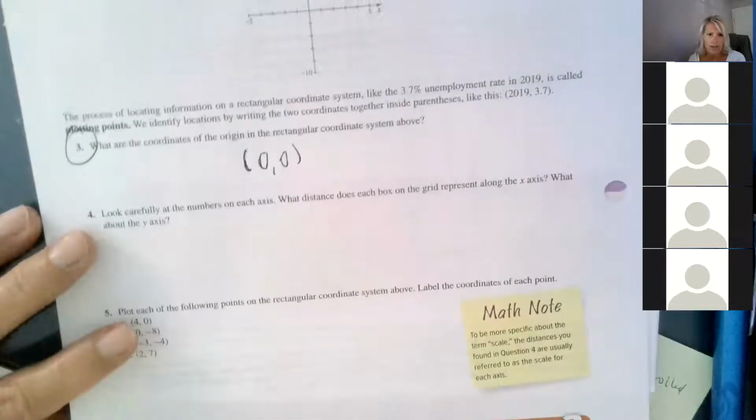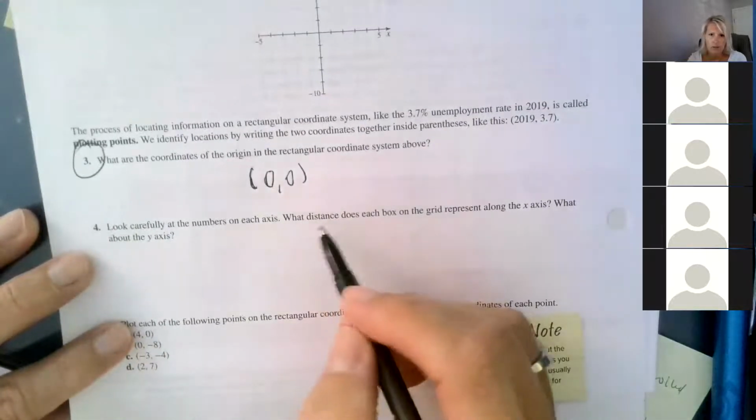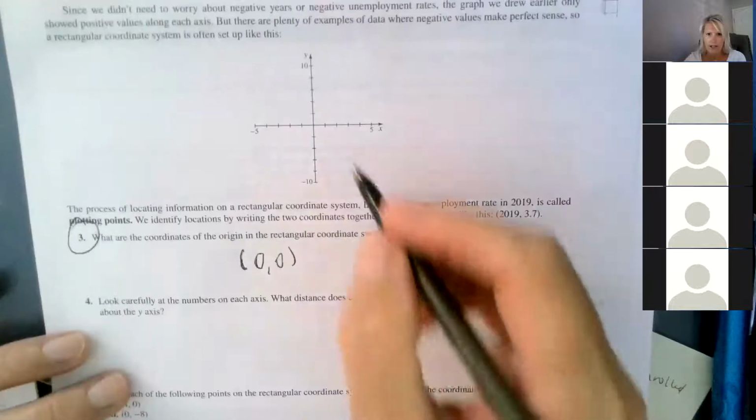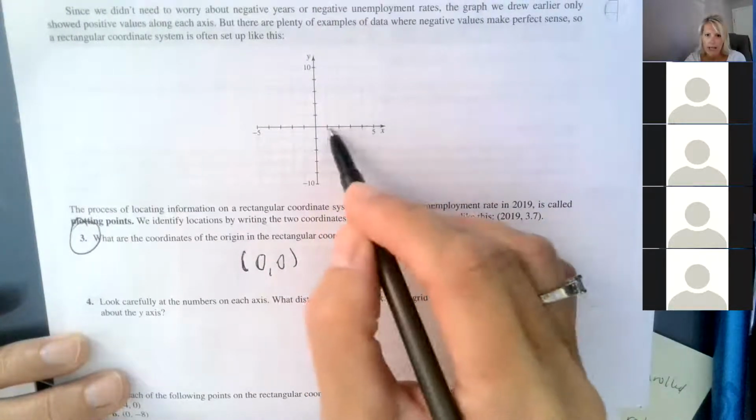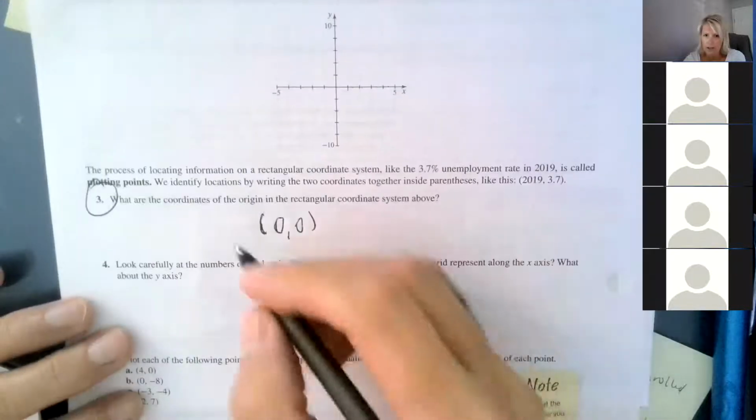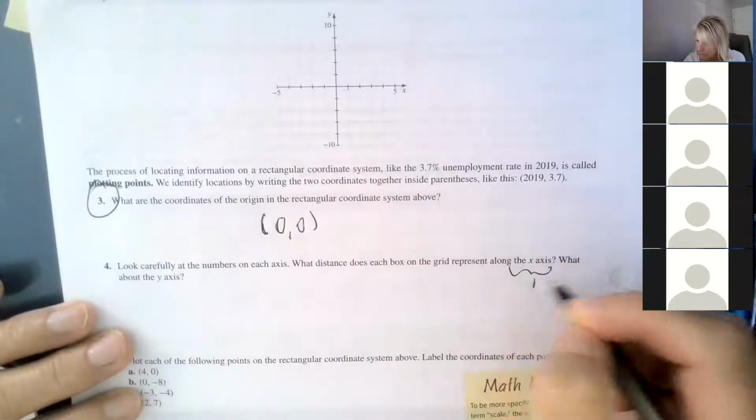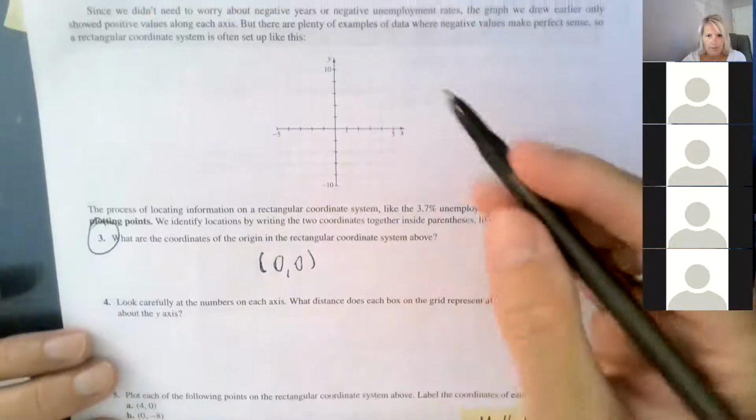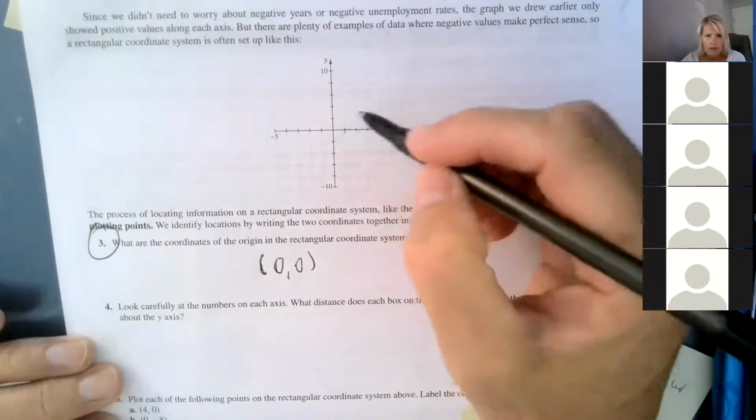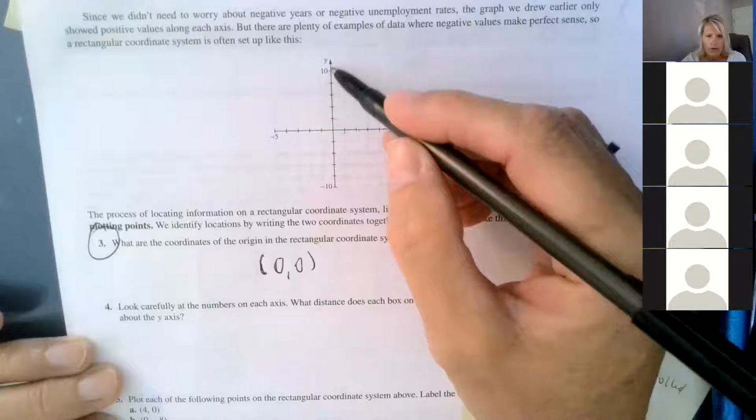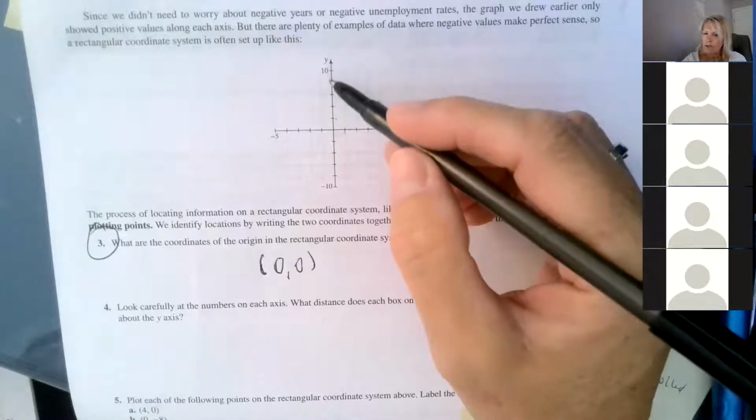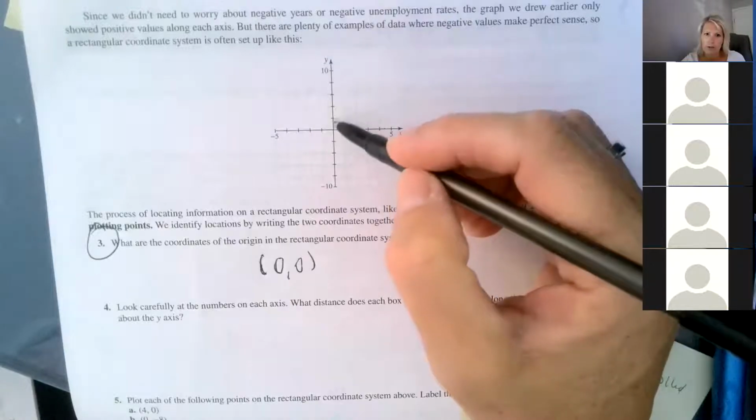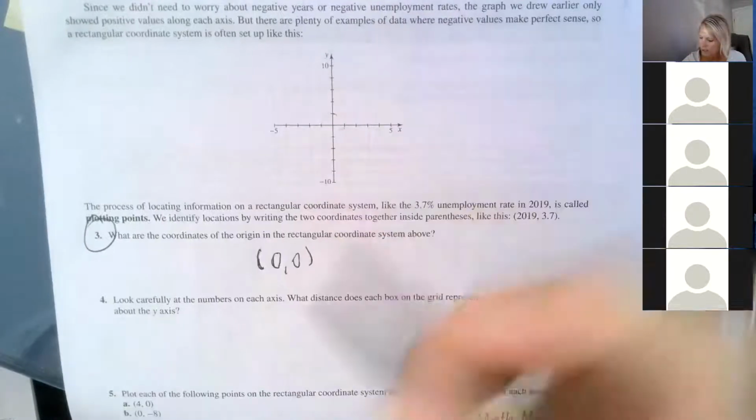So 4 says, look carefully at the number of each axis. So what distance does each box on the grid represent along the x-axis? So we've got 1, 2, 3, 4, 5 dashes. So, and it works out nicely. So those look like they're each 1. And then what about on the y? We have 1, 2, 3, 4, 5 dashes as well, but it goes up to 10. And so because we have 5 dashes and it goes up to 10, it looks like I should be able to count by 2s. 2, 4, 6, 8, 10. So the y's go by 2.